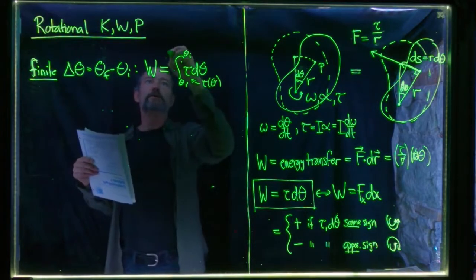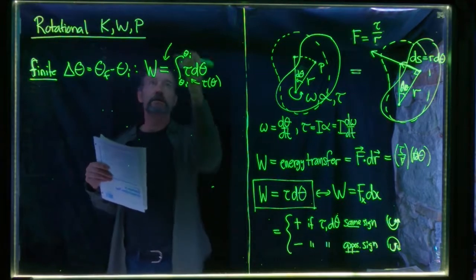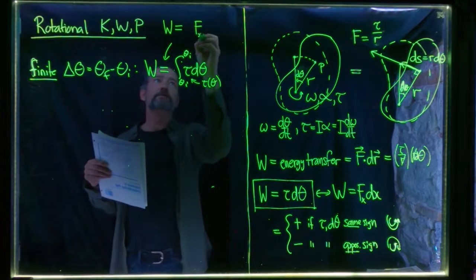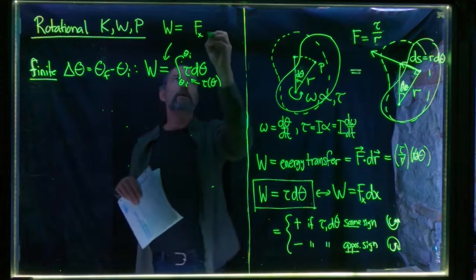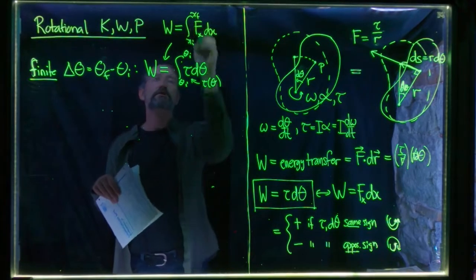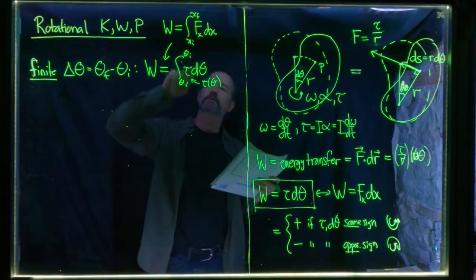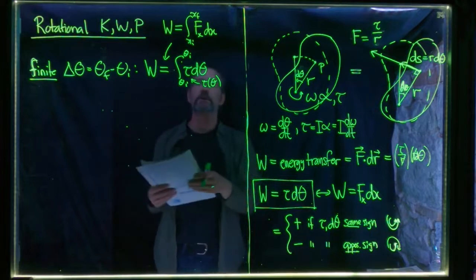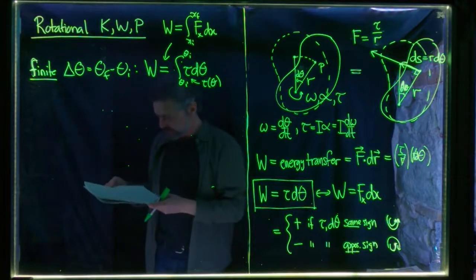And this result is exactly analogous to the case of translational motion, where the work is equal to the instantaneous force. Let's say we're moving just along an x-axis. It's Fx dx integrated from x initial to x final. So it's completely analogous. But instead of a translational force in the x direction, we have a twisting force about an axis of rotation. And instead of a linear displacement dx, we have an angular displacement d theta.